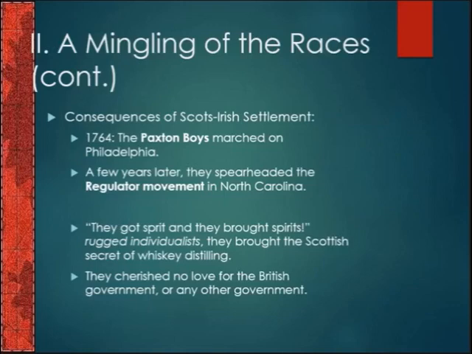Emboldened, the Paxton Boys then marched to the colonial capital of Philadelphia, where they planned another attack on Indians under the protection of the government.